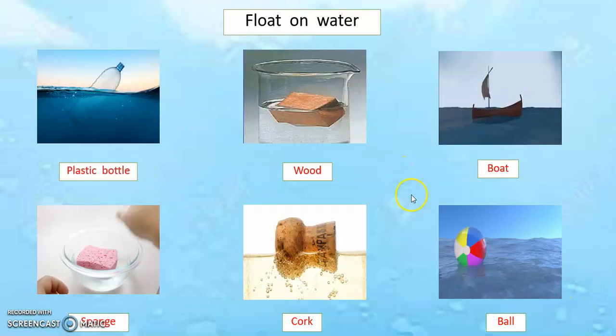Here is another example of float on water. Plastic bottle floats on water. Wood floats on water. Boat floats on water. Sponge floats on water. Cork floats on water, and ball floats on water. These objects are examples of float on water.